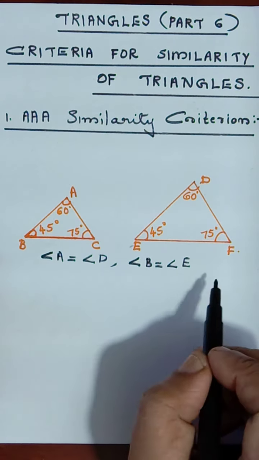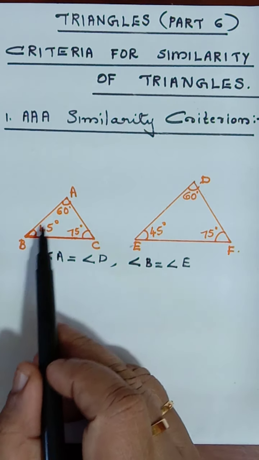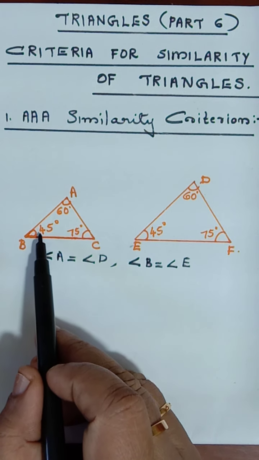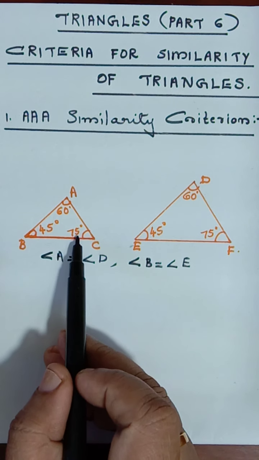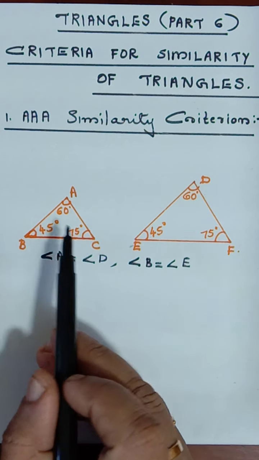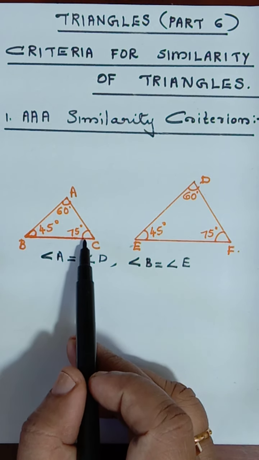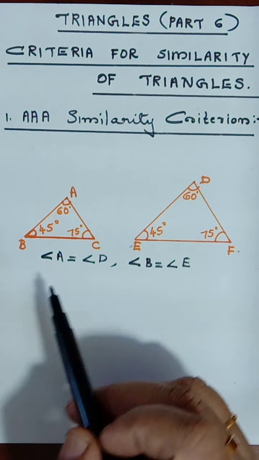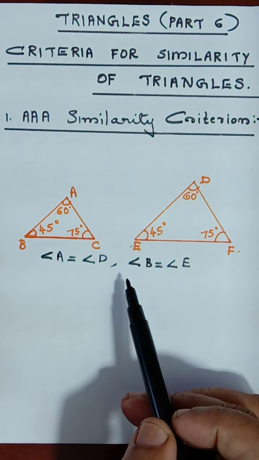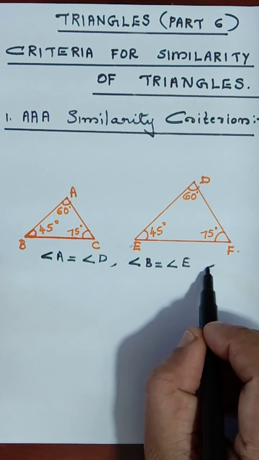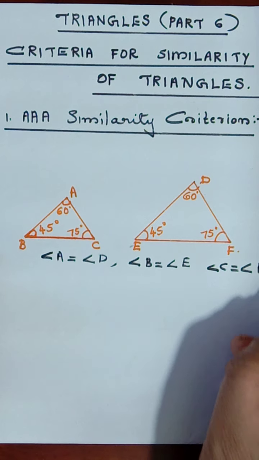Next automatically we can say if these two are correspondingly equal, that is 60 plus 45 is 105, is it? So here also 105. The remaining will be 75, everybody knows, because 180 minus 105 is equal to 75. So if we take two corresponding angles equal, then also we can say the similarity. Anyway, our third angle C is equal to angle F, that is equal to 75.